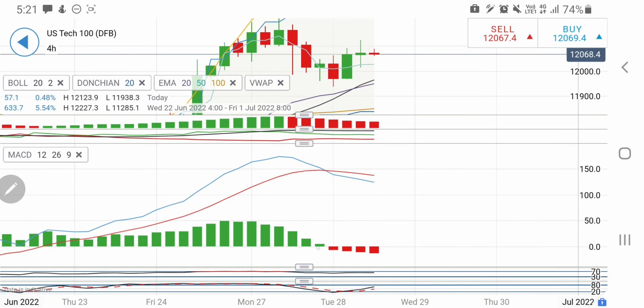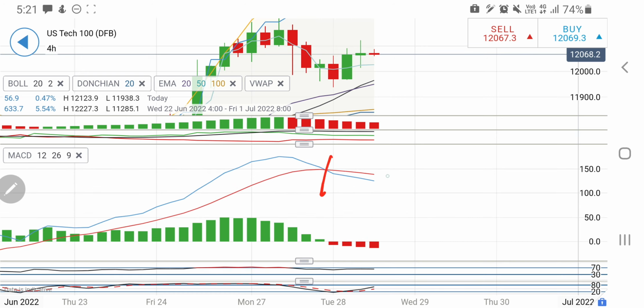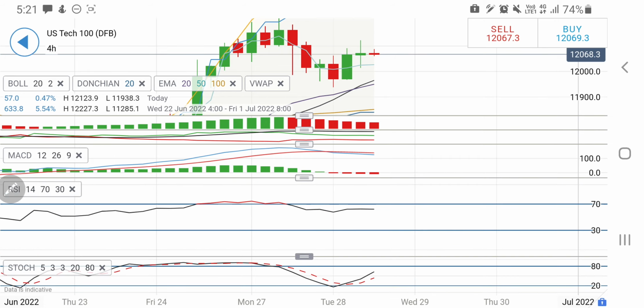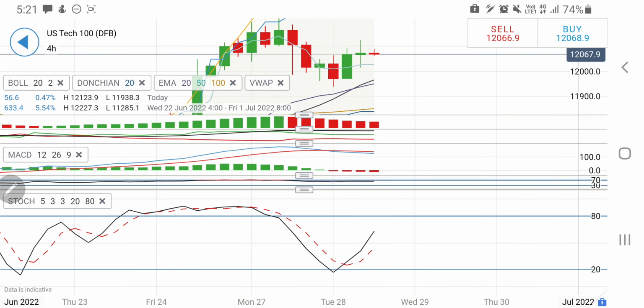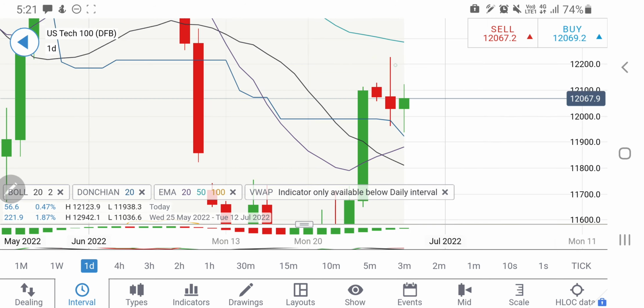The directional movement is still on the buy side. The MACD has crossed over for a sell entry on the 4-hour chart. This is the 4th red candle, and the height is increasing, so I will be watchful. It is showing some bearishness. RSI is trading flat, stochastic looking upwards, and now look at the daily charts.